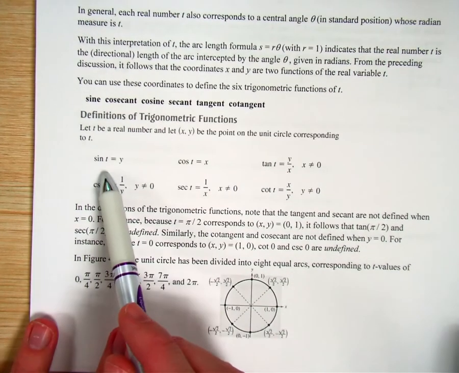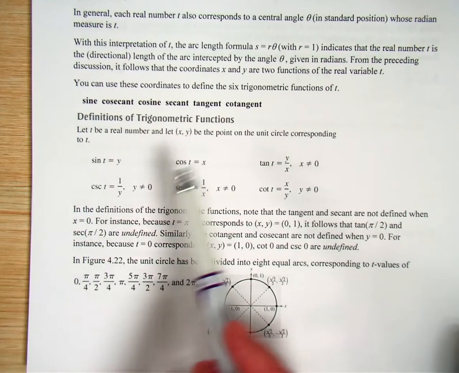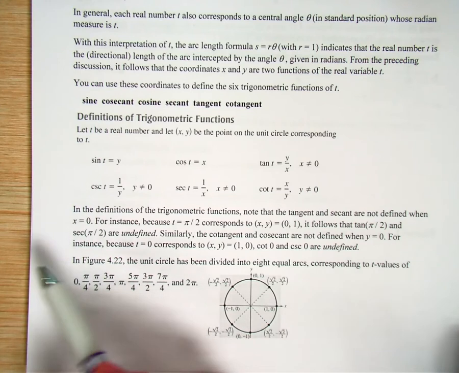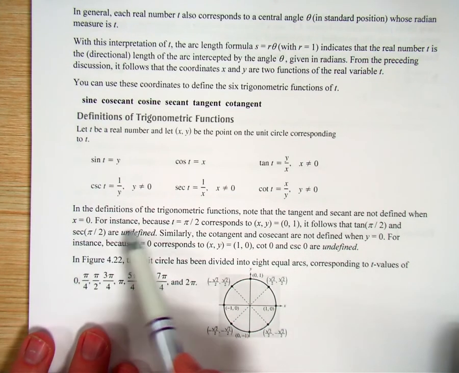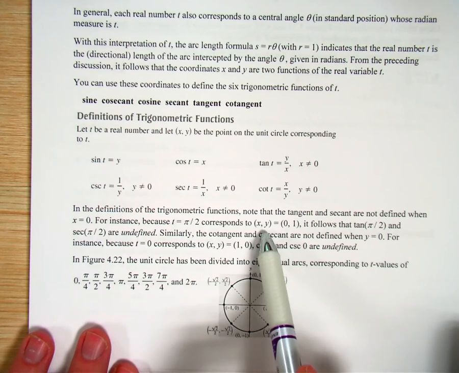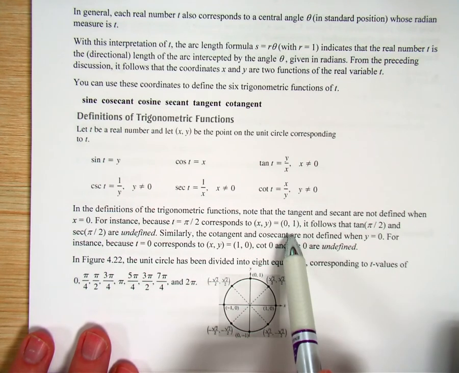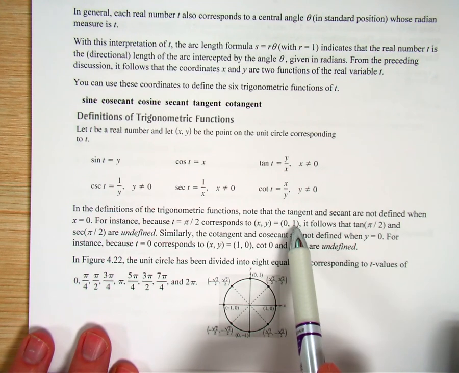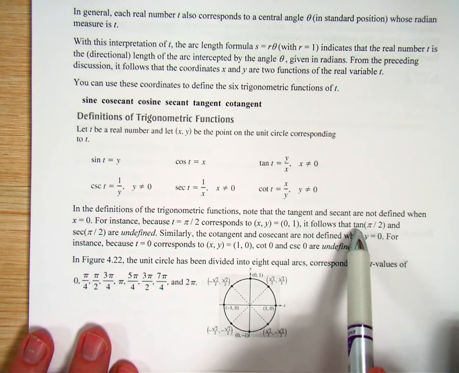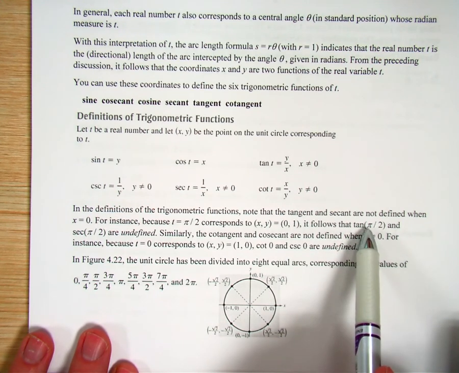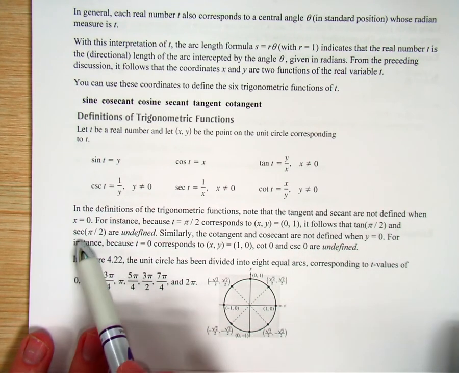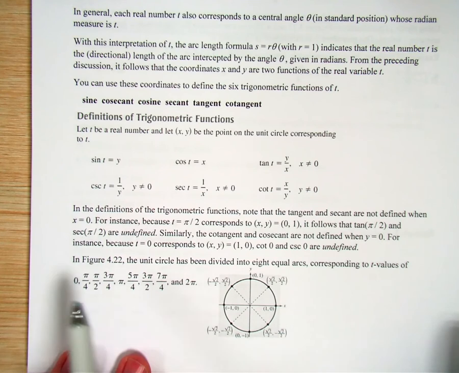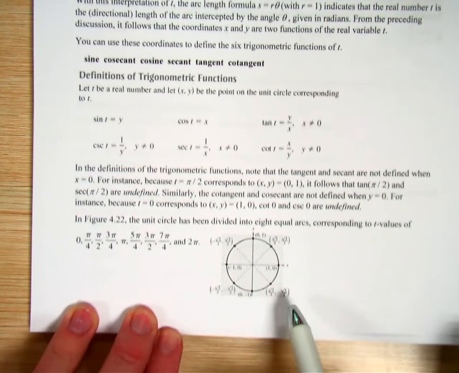So if you see sine of t, t is just going to be the radian that they give you. For example, when t equals pi over 2, that's going to match up to (0, 1). So that would be cosine 0, sine 1. Tangent would have cosine on the bottom, and if cosine is 0 on the bottom, it's going to be undefined. Same thing with secant, because secant is 1 over cosine.